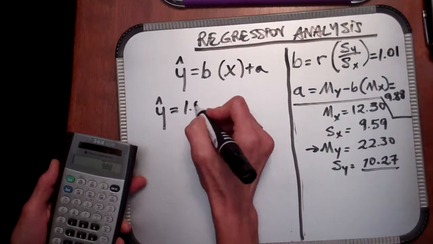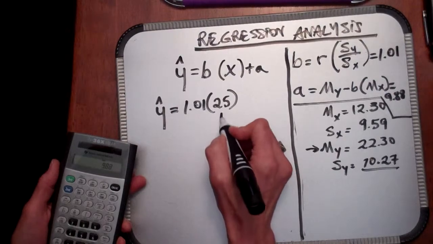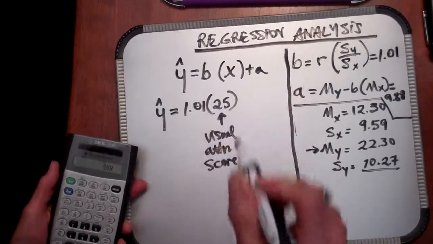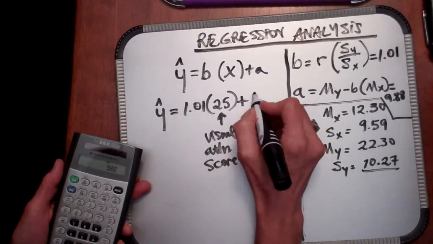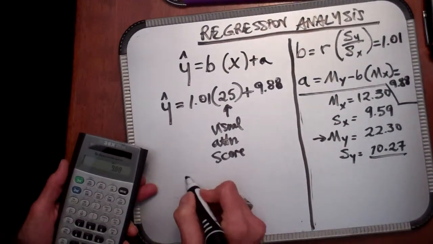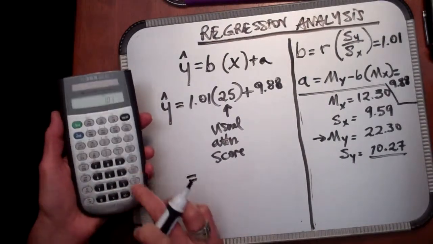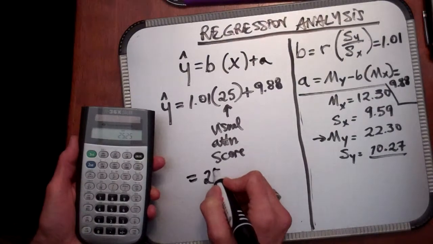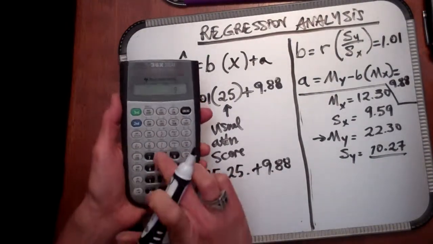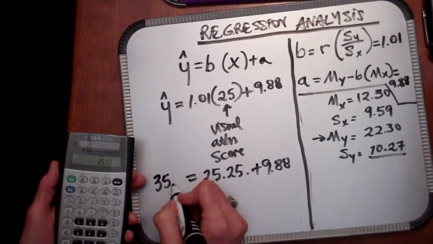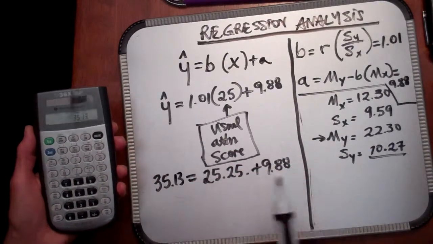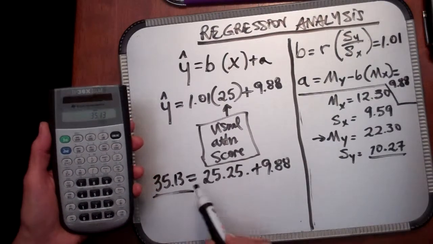So we take 1.01 times 25. That's your visual attention score, right? Which did not occur in your sample, plus the intercept, which is 9.88. And if we calculate this through, we find that 1.01 times 25 equals 25.25 plus 9.88. And we see that someone with a visual attention score of 25 will have a radar detection sensitivity score of 35.13.